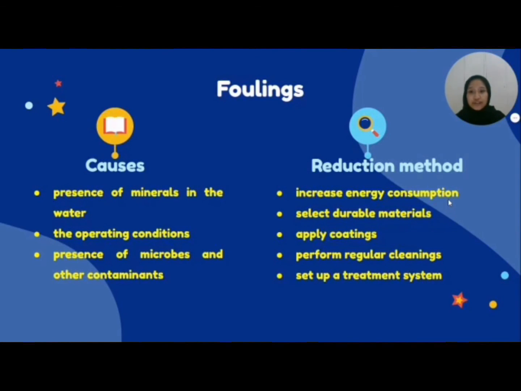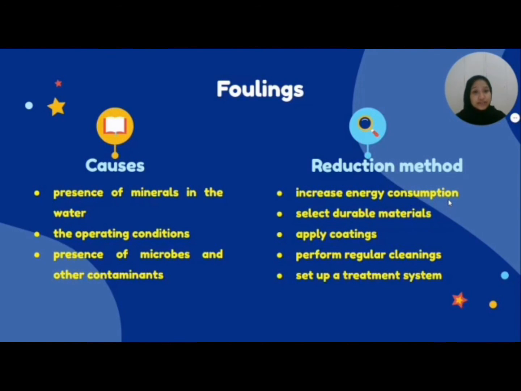Next is the operating condition. If we operate our heat exchanger at very high heat or at a very high velocity flow, it can increase the risk of fouling. Last but not least, the presence of microbes and other contaminants. For example, microbes can cause a slick film on our heat transfer surface.